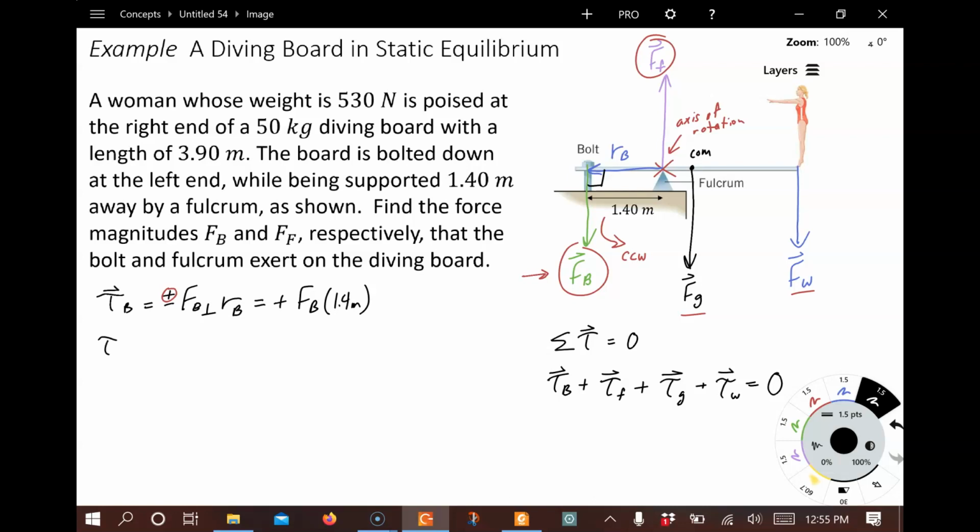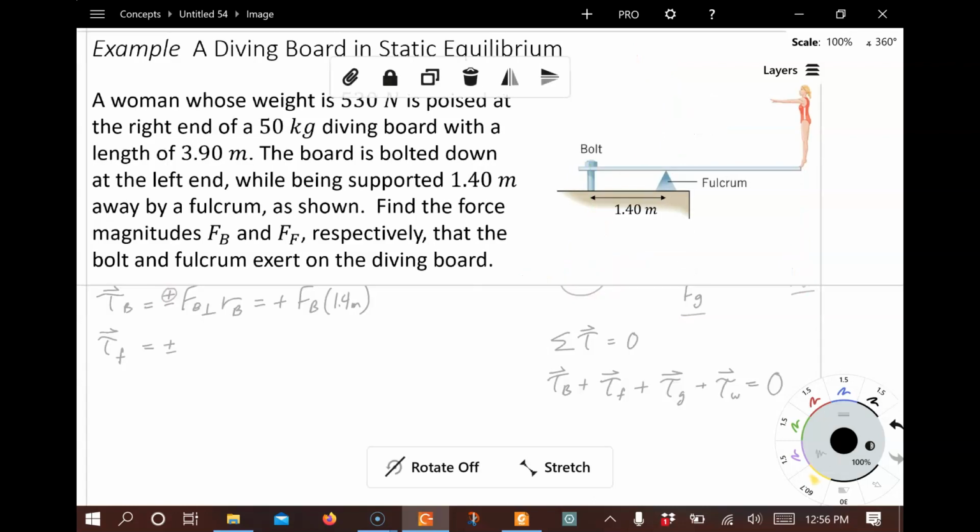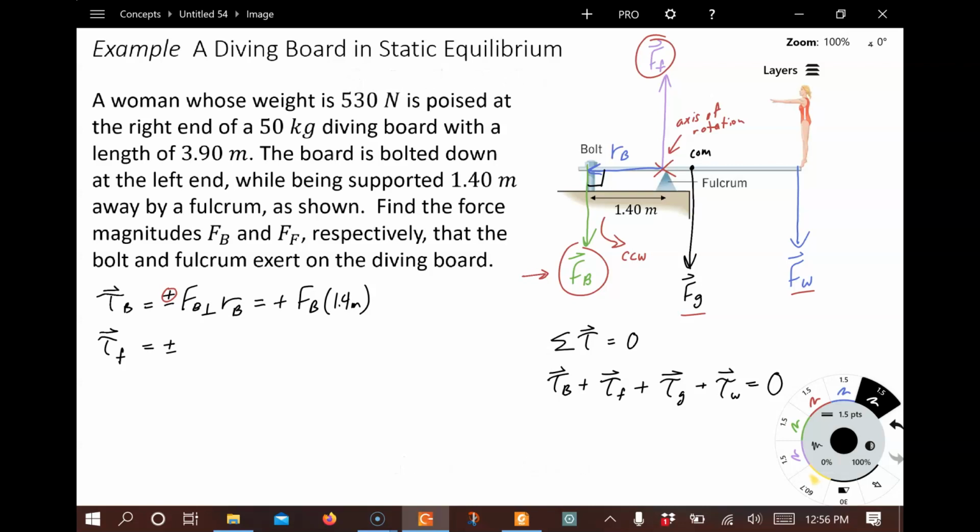Let's go on to the next torque. The next one is the force of the fulcrum. Here we're going to see why our choice of axis of rotation was good, right? Plus or minus, I'm going to write the radius first here: R for the fulcrum times the perpendicular component of the fulcrum's force. This is 0. Do you know why? Because the radius is 0. Look at the radius right there. It has 0 radius because the force is applied at the axis of rotation. And so we automatically wipe out that torque due to the fulcrum by a clever choice of axis of rotation.